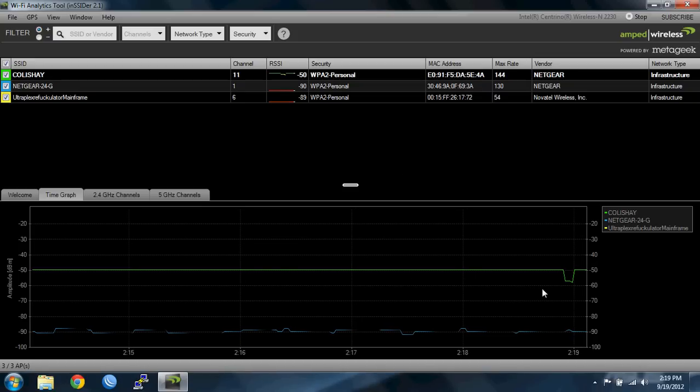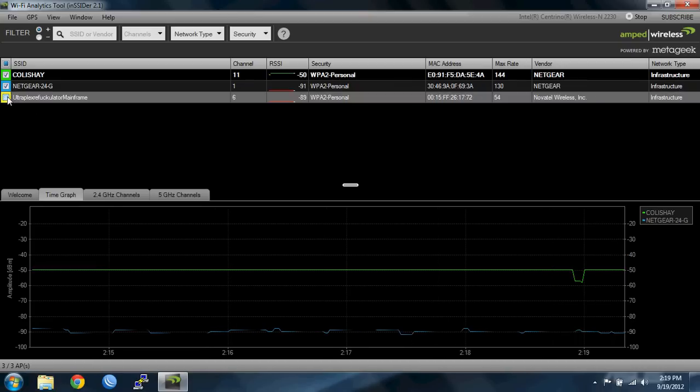Now, I'm glad that this just happened here. You notice this little dip here. But you'll also notice that, like I said, these three channels are not overlapping. So the likelihood of this signal right here, the Netgear 24, affecting this channel is not a possibility.